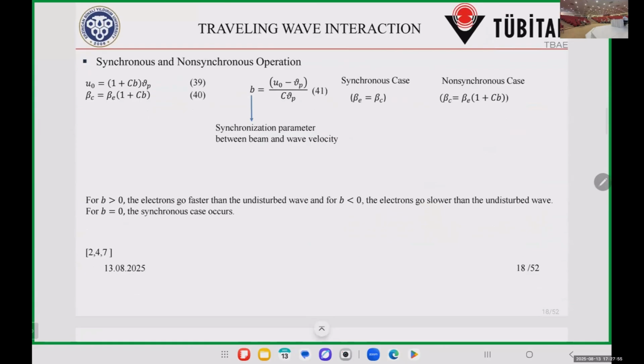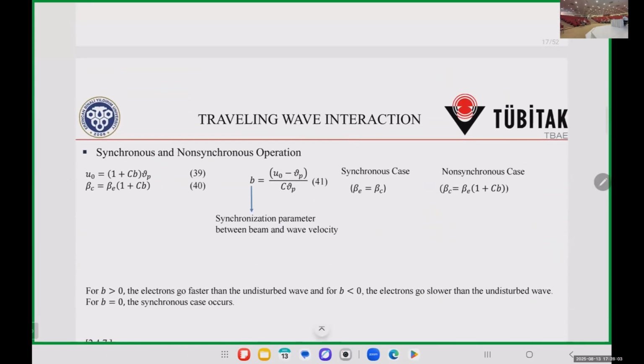Another case is non-synchronized operation. Here we can introduce the Pierce parameter b. It is helpful to introduce Pierce's velocity parameter. This is the velocity parameter, or synchronization parameter, between the beam and wave velocity. This parameter is used to relate the DC electron velocity U0 to the phase velocity of the circuit in the absence of electrons.